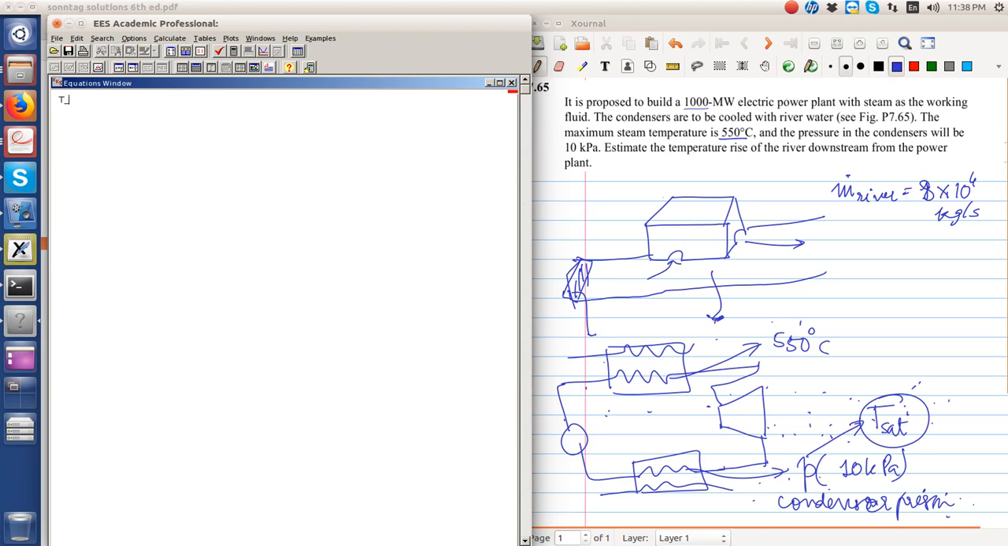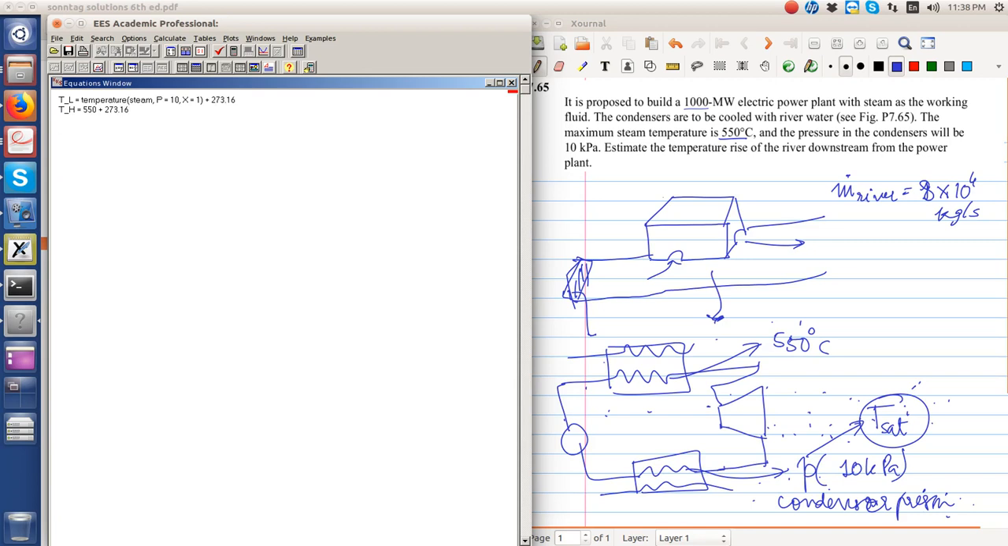So TL is equal to the temperature of steam at P equal to 10 kilopascal and x equal to 1. TH is given as 550 degrees Celsius, so I have to add 273.16. Similarly, because this temperature will be in degrees Celsius, I have to add 273.16. So these are the temperatures.